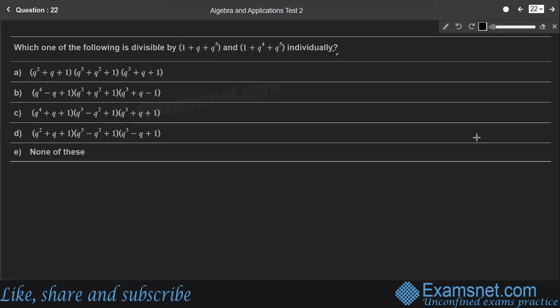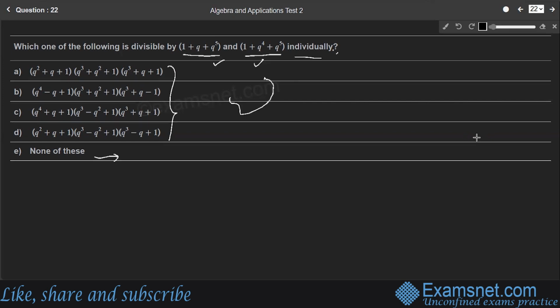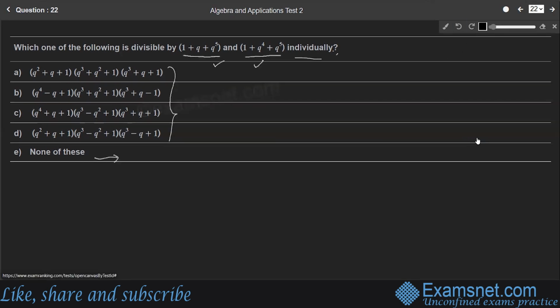Question number 22. Which one of the following is divisible by 1 plus q raised to 5 and 1 plus q raised to 4 plus q raised to 5 individually? Among 4 options, and one more option is none of these. Which one of the following is divisible by the given two expressions individually? That means the product of the given two expressions should be equal to the product of the expressions given in the options, right? So the product of three expressions in option A or the product of three expressions in option B, like that.